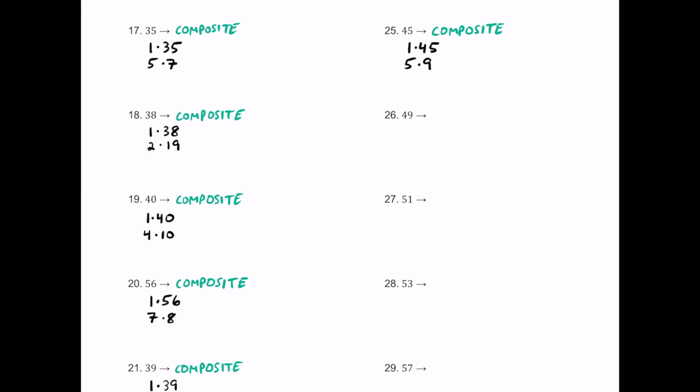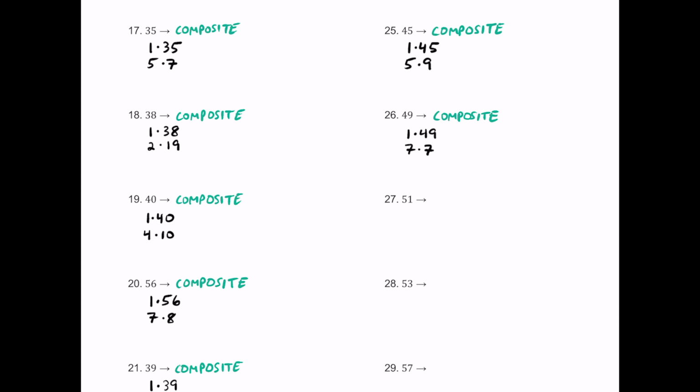For number 26, we have the number 49. So 49, we have 1 by 49. But we also have 7 times 7. So hopefully that fact comes to mind, and that makes 49 a composite number. Again, it has more than 2 factors, but not an infinite number.